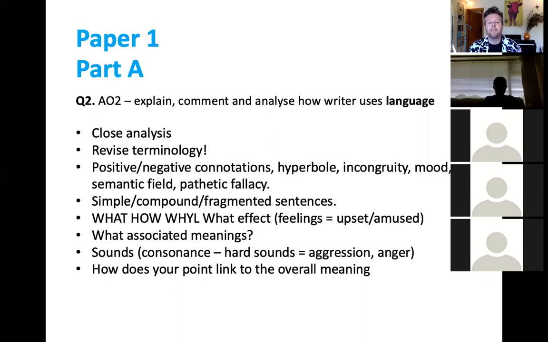Sounds as well. Don't forget about the sounds of the language that the writer's chosen for this question. So if there's consonants and hard sounds, why? What effect does that have? Does that create aggression? Does it create anger? Does it say something about the characters in that extract? So think about the sounds of the language.